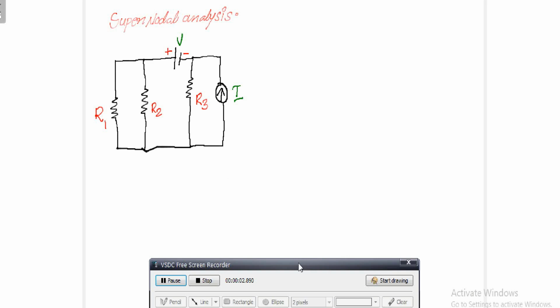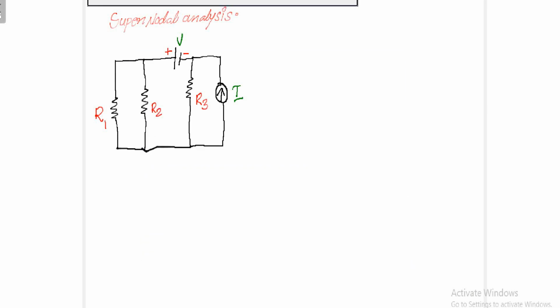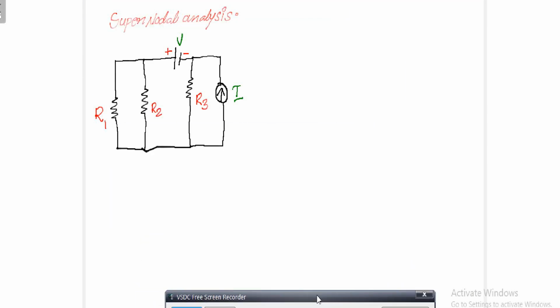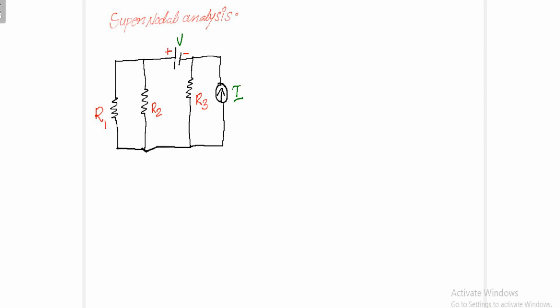Today let us see super nodal analysis. So super nodal analysis, here we have taken one circuit which is having resistors R1, R2, R3, one current source I and a voltage V. Let us assign nodal voltages.